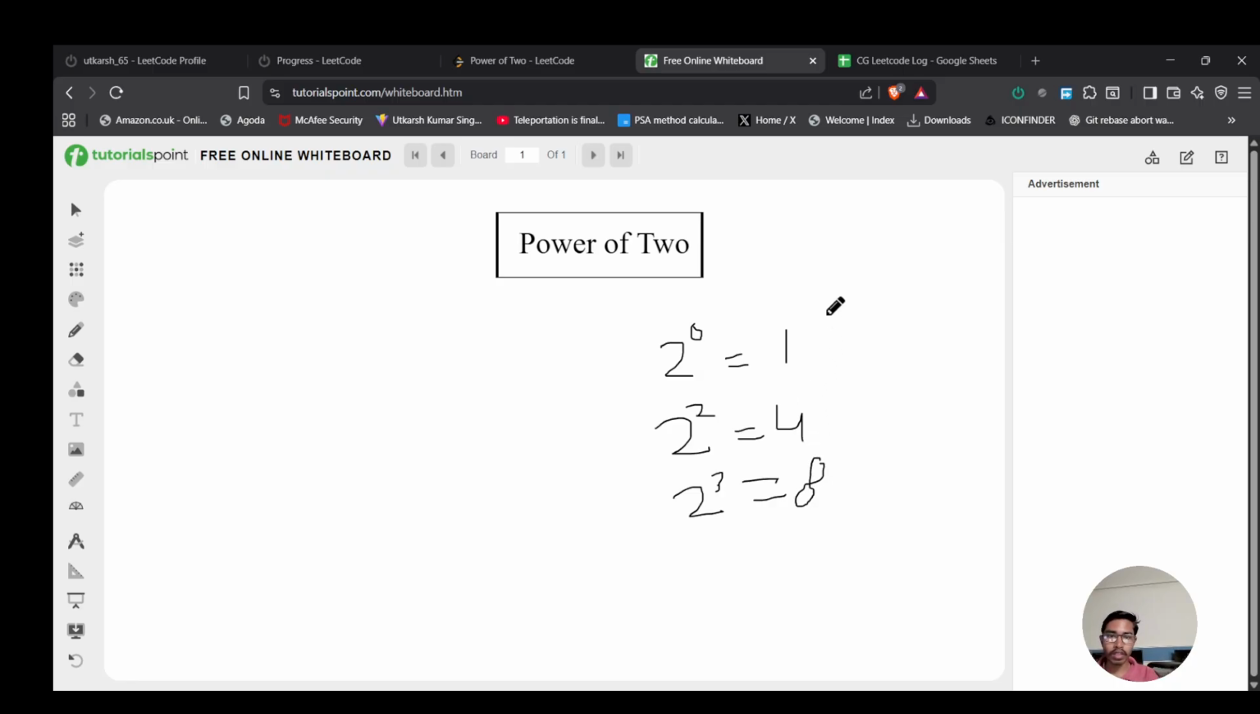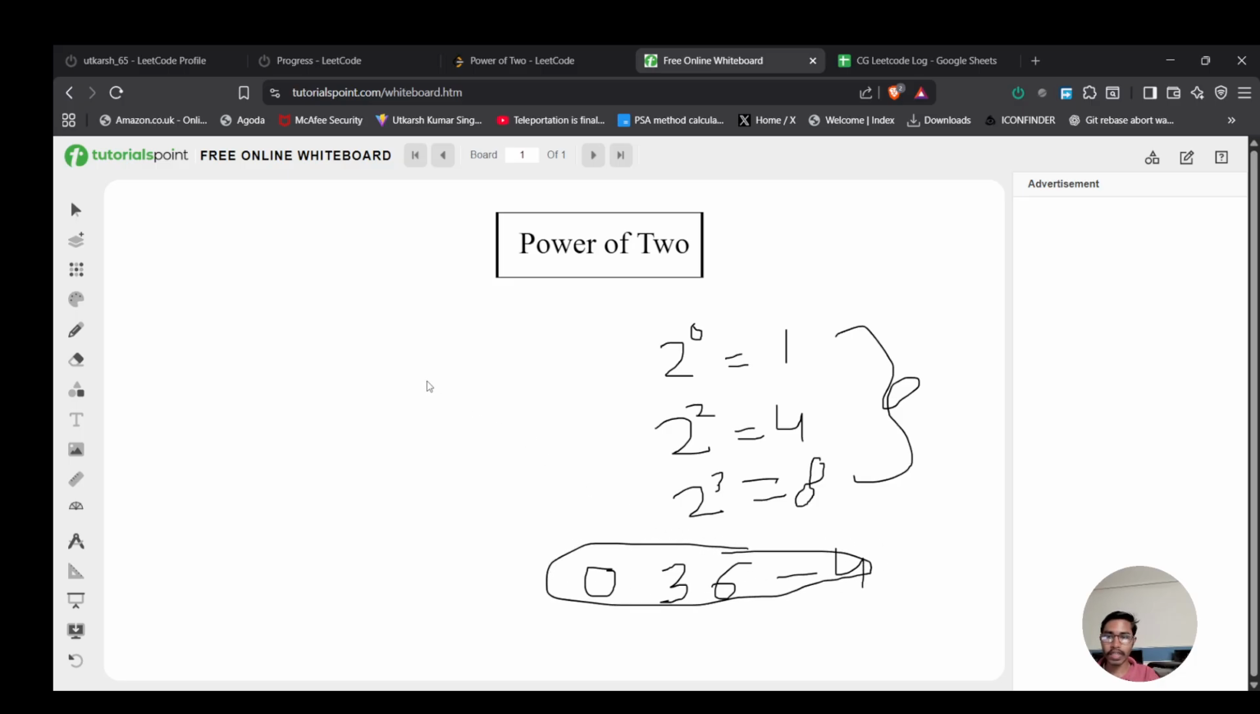Here you can see these are all powers of 2, but it does not include 0, 3, 6, or any negative number. So this is the catch here. Basically, we need to check if n can be written as 2 raised to some power. So let us think about the behavior of powers of 2. If you keep dividing a power of 2 by 2, what will happen?